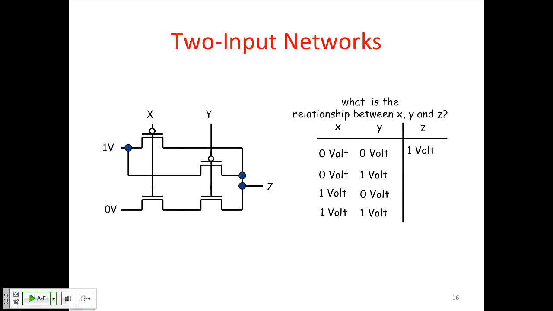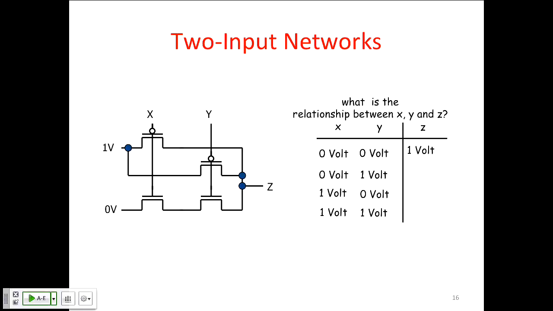What if X is 0 and Y is 1? So if X is 0, this one is on and this one is off. But Y now changes, right? So this one is now off, and this one is on. What is the output? Who thinks it's 1? Okay, who thinks it's 0? And the rest of you are not thinking, right?